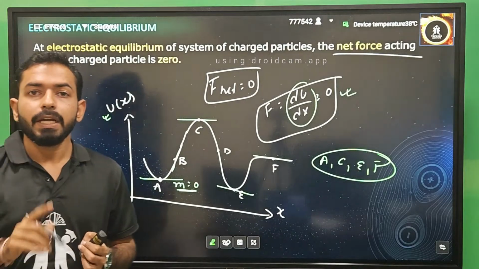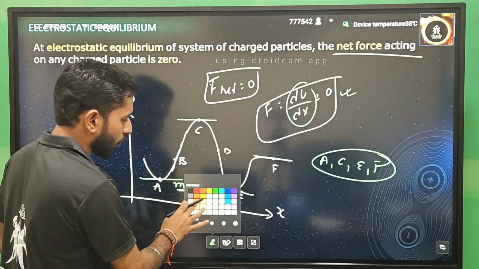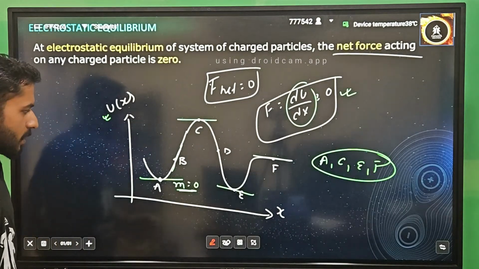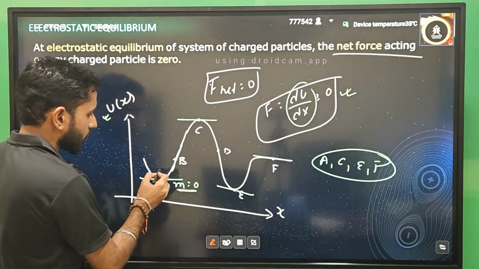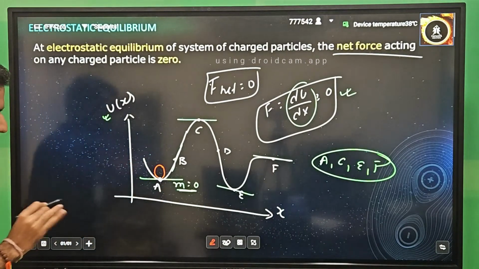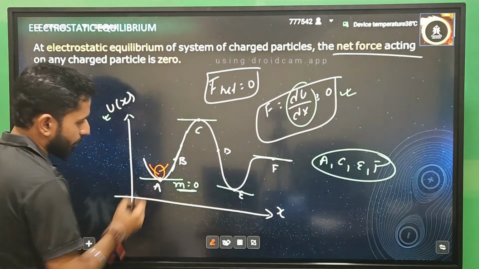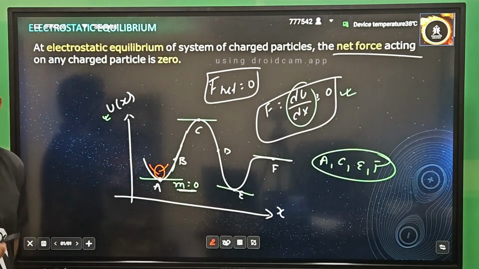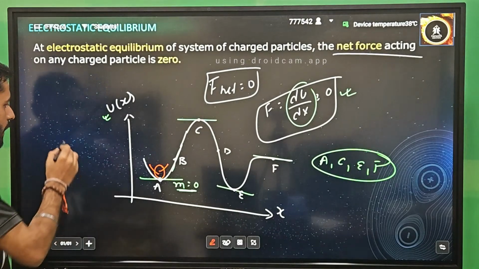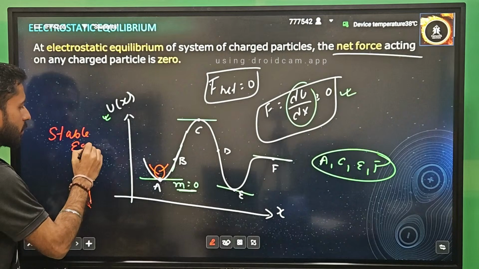Now the next question: how many stable equilibrium points, how many unstable equilibrium points, and how many neutral equilibrium points will be there. So how will you judge it? I have always told students a very simple method to judge what kind of equilibrium you have. Take a ball and keep it here. Correct? You have kept a ball at the equilibrium point, and now displace it a little bit right and a little bit left. If the ball has the tendency to come back to its original position, it will be called stable equilibrium.